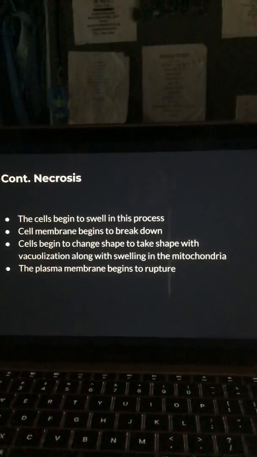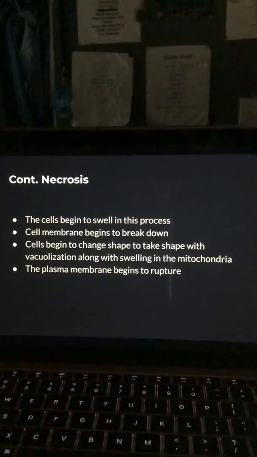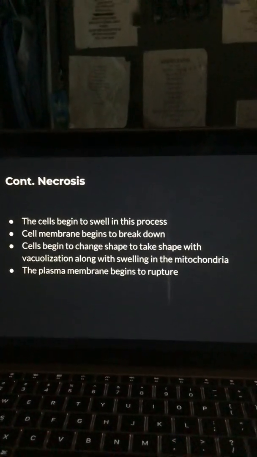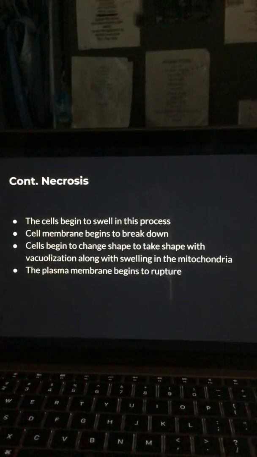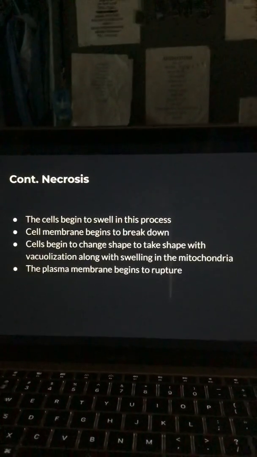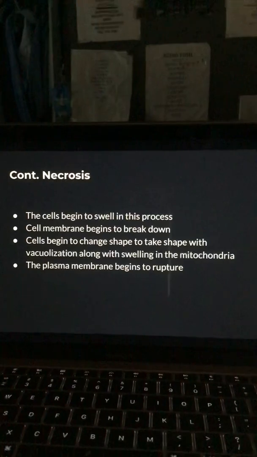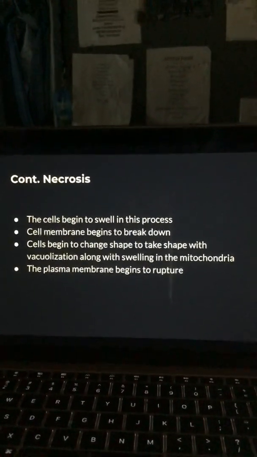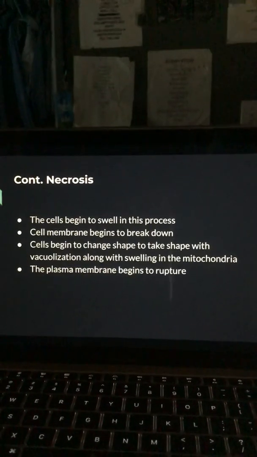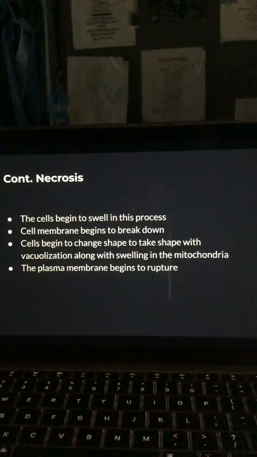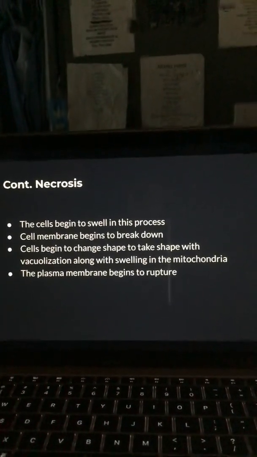Continue on to the third stage of cell deaths. The third stage is known as necrosis, and in this process, the cell begins to swell. The cell membranes begin to break down, and cells begin to change shape and take shape with the vacuolization along with swelling in the mitochondria. The plasma membrane also begins to rupture, which follows a loss of intercellular contents.